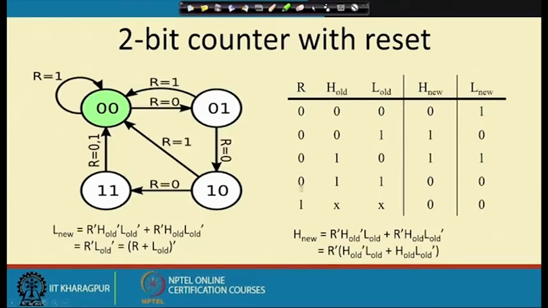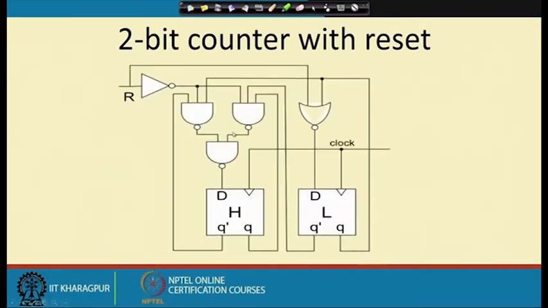So, you see whenever R is equal to 1, whatever be the values of H old and L old, H new and L new will be 0. Similarly, when R equal to 0, it behaves as a normal counter and it goes like this. L new is given by this expression and H new is given by this expression. So, we can make the corresponding circuit. This is the corresponding circuit which realizes the 2-bit counter with reset.